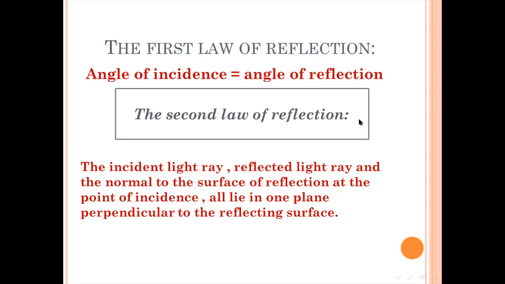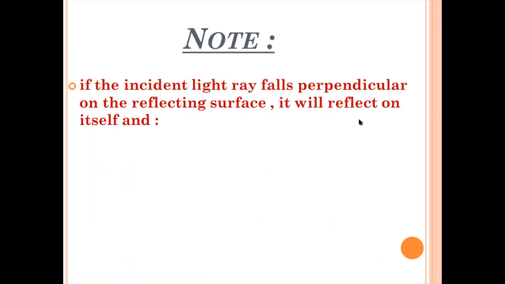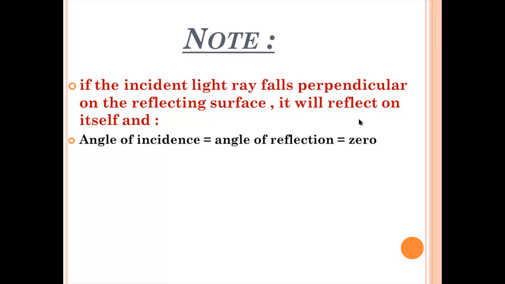Again, the first law: the angle of incidence equals the angle of reflection. But the second law: the incident ray, reflected ray, and normal all lie in the same plane perpendicular to the reflecting surface. If the incident light ray falls perpendicular on the reflecting surface, what do you think? It will reflect on itself. Why? Because the angle of incidence in this case equals the angle of reflection, which equals 0.